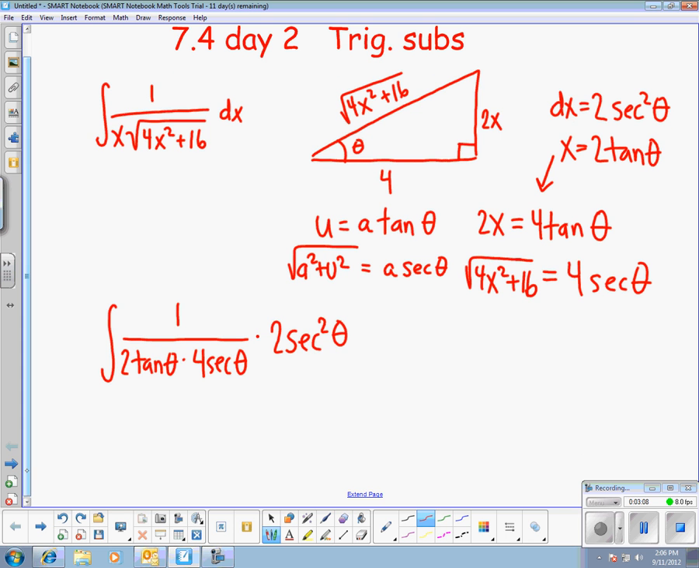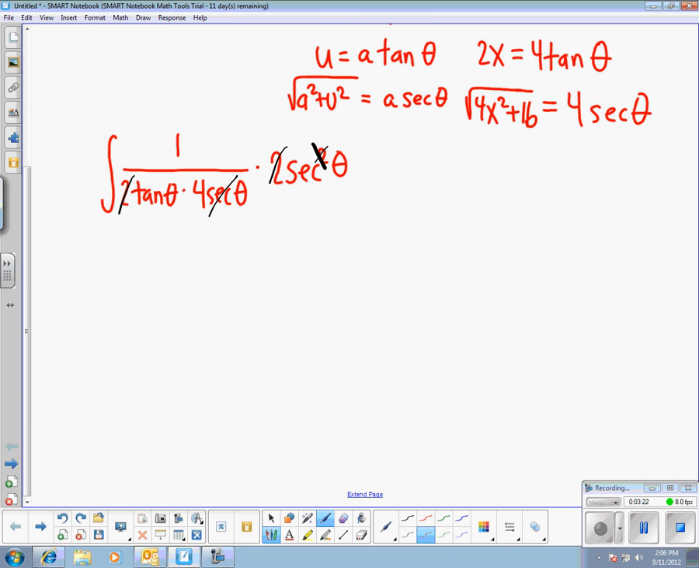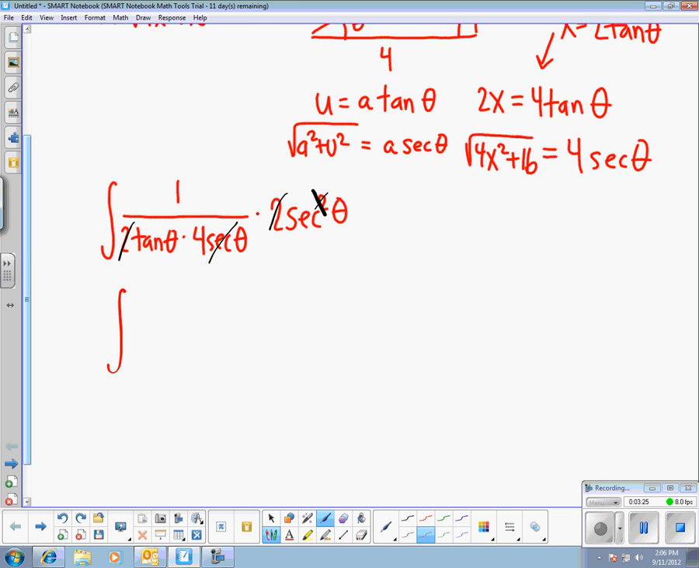Let's see, I've got a 2 and a 2 that I can eliminate from top and bottom. Then I have a secant on the bottom and 2 secants on the top. So I can simplify this a little bit and have just 1 secant on the top. And I've got a 4 left and a tangent left on the bottom. I'm going to go ahead and bring the 4 out, not worry about it. And I end up just trying to integrate secant over tangent. Secant over tangent, that's actually going to fit nicely into one of our rules.